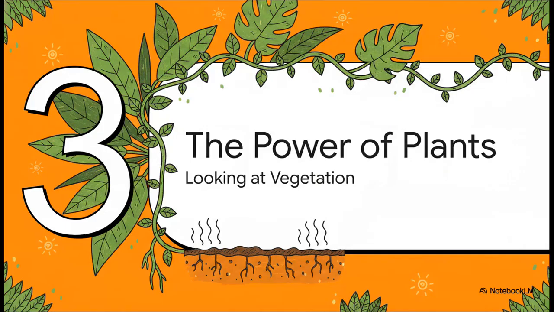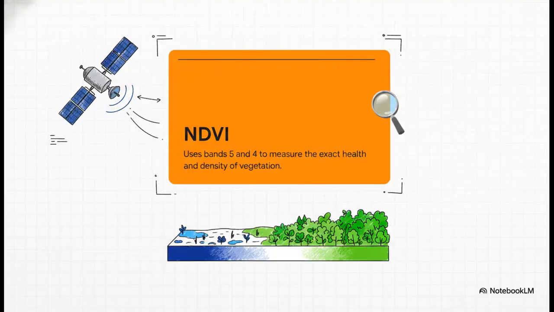All right, Section 3, the power of plants. And this is where things get really fascinating. Because to figure out how hot the ground is, we actually have to measure the plants first. We do this by calculating the NDVI, or the Normalized Difference Vegetation Index. It's a calculation that uses satellite bands 5 and 4 to measure the exact health and density of vegetation in our specific area. Fun fact, this is the exact same metric scientists use to track global deforestation or check in on crop health.